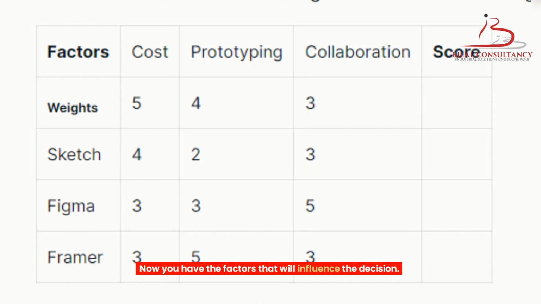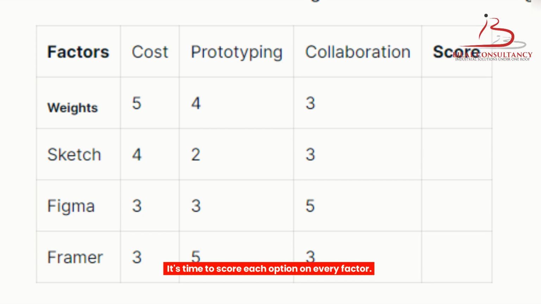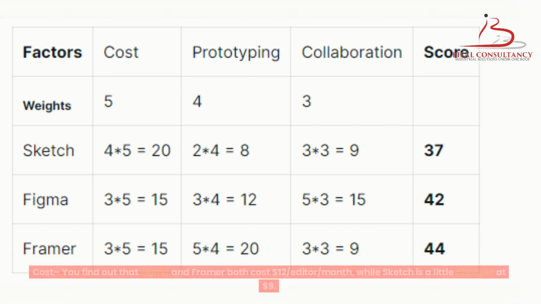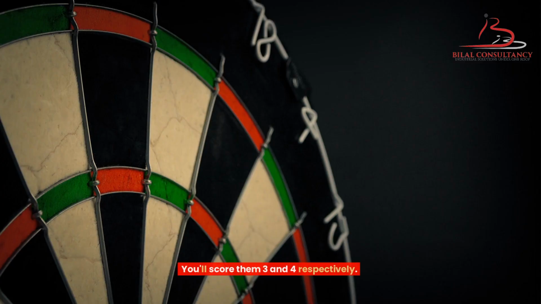Now you have the factors that will influence the decision. It's time to score each option on every factor. Let's use a scale of 1 to 5, where 1 is the worst, 5 is the best. But you can use any scale you like. Cost. You find out that Figma and Framer both cost $12 per editor per month, while Sketch is a little cheaper at $9. You'll score them 3 and 4 respectively.